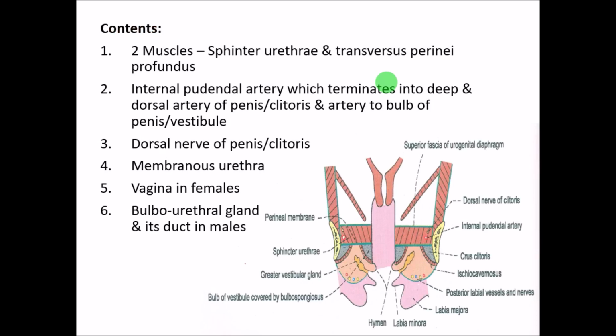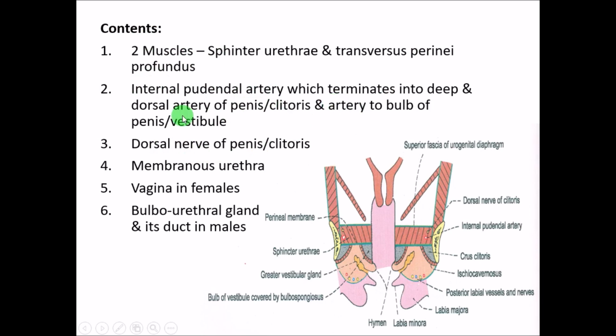Okay, so bulbourethral gland as well as ducts in case of the male. So these are the contents in case of the deep perineal pouch. Two muscles, then there is an artery as well as a nerve, the internal pudendal artery as well as the dorsal nerve of the penis or clitoris.